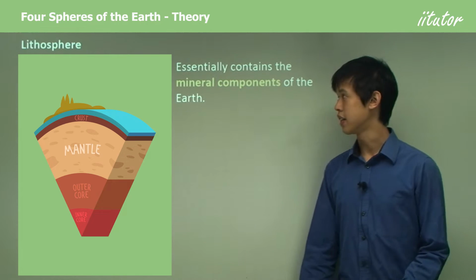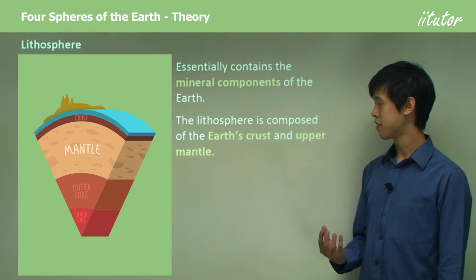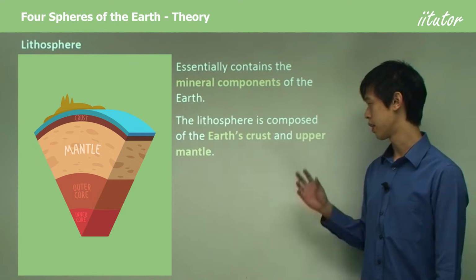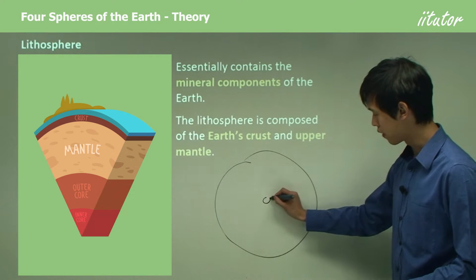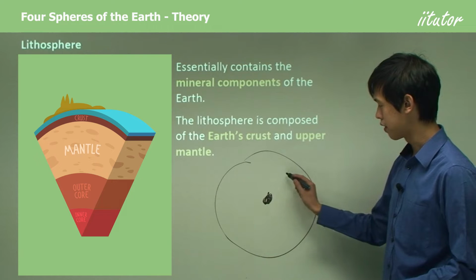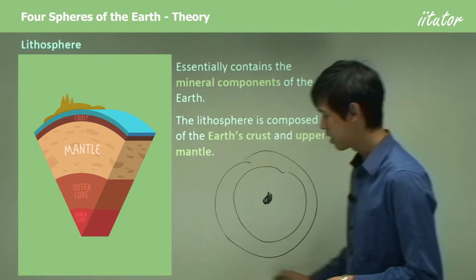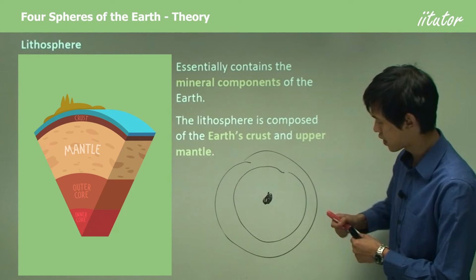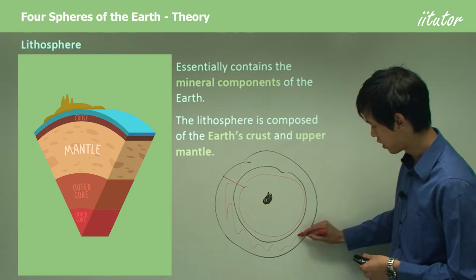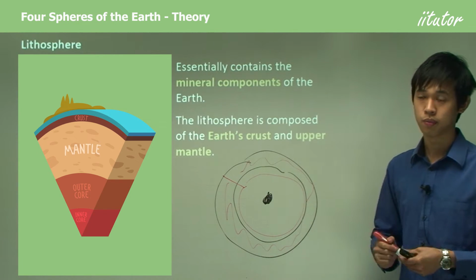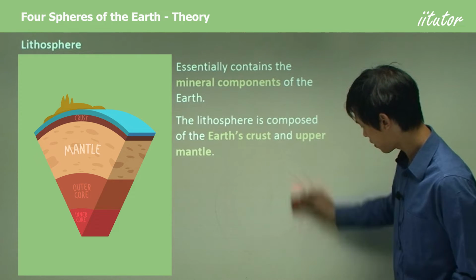So the lithosphere is essentially any mineral component that we see on the Earth. So the lithosphere is composed of the Earth's crust and the upper mantle. If we imagine the Earth, you've got the core in the very middle, which is very dense, and then you've got the mantle, which is liquid, and then you've got the crust on the outside. The lithosphere kind of only takes up the crust and the top part of the mantle. So all of this red section would be the lithosphere. So that's what it is. It's just the crust and the upper part of the mantle.